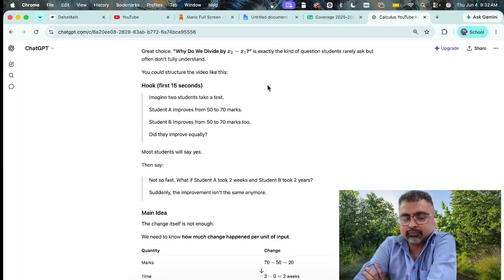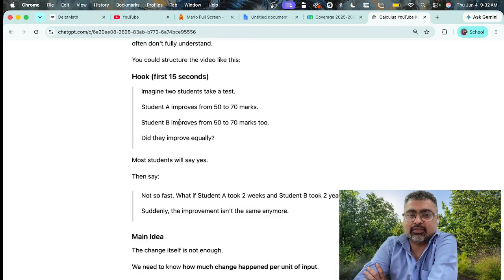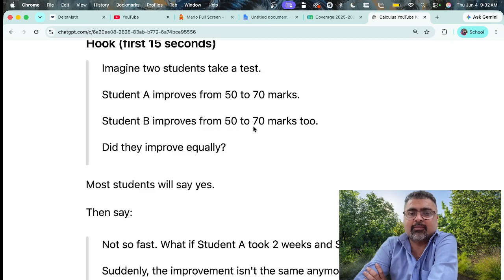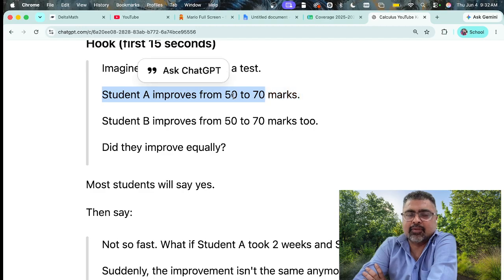If you have seen the average rate of change formula, we divide it by x2 minus x1. So why is that? Okay, imagine there is one student A, and he improves the marks from 50 to 70, and again there is student B who improves the marks from 50 to 70.